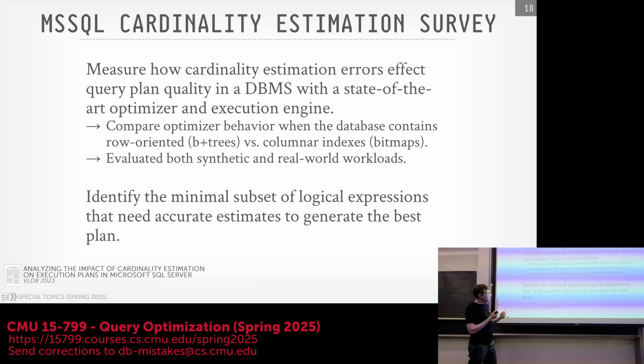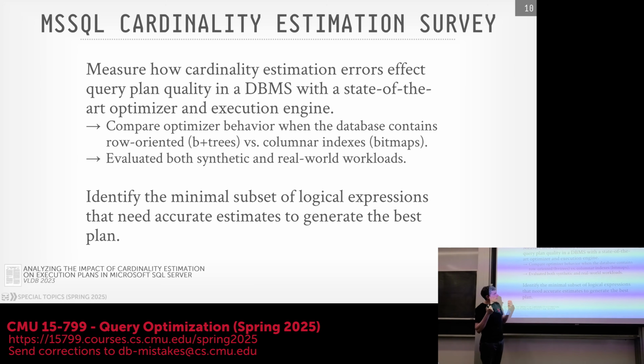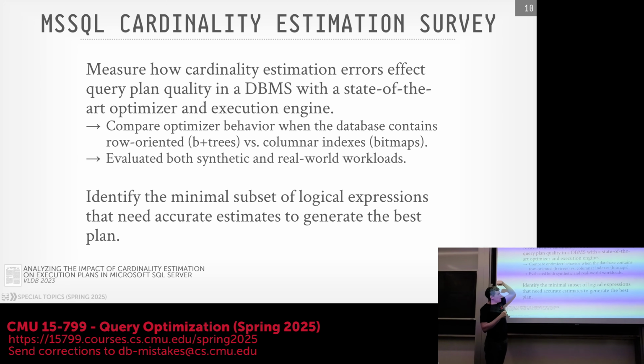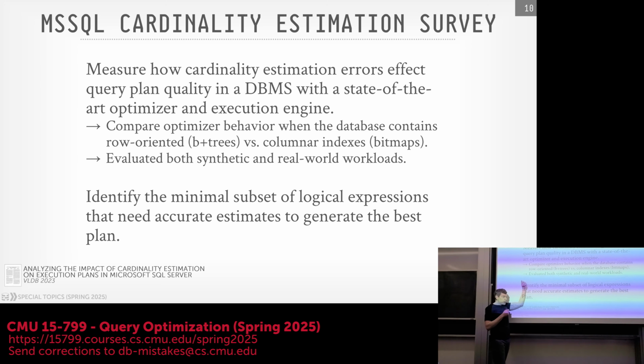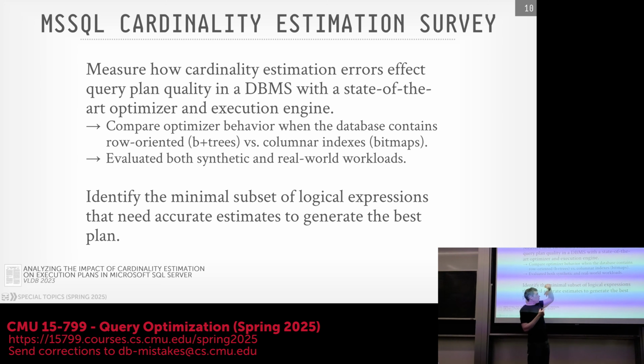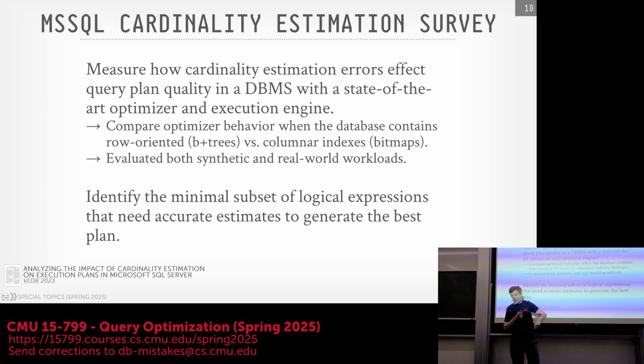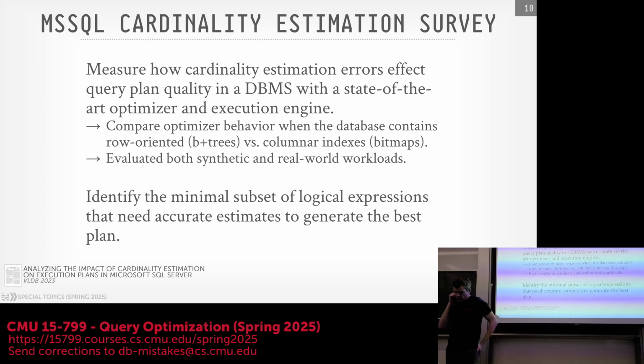So again, what they're going to do is take query plans in a bunch of different workloads, and they're going to inject the true cardinality estimates and operators for when SQL Server is using tables organized as a row store, so therefore you have traditional B+ tree indexes. And then when they have these columnar indexes, actually ignore bitmaps. I'll explain what that is, it's basically dictionary encoding, and I'll explain what they're doing in a second.